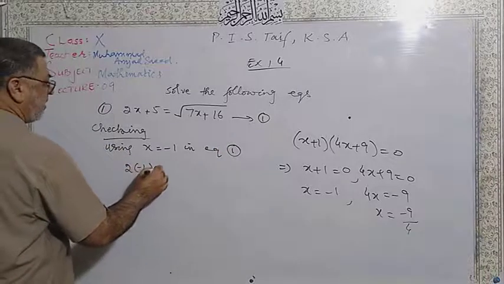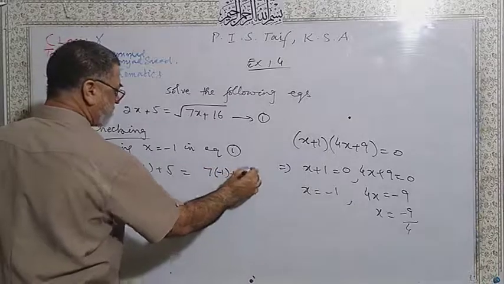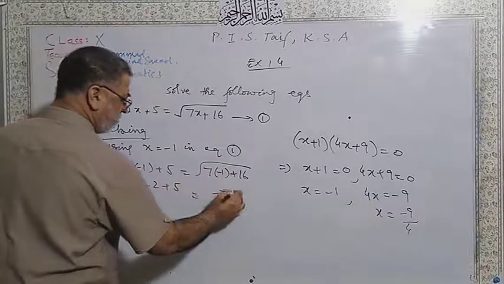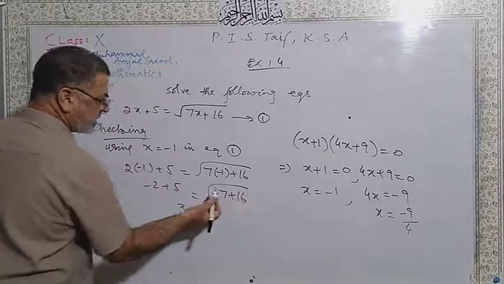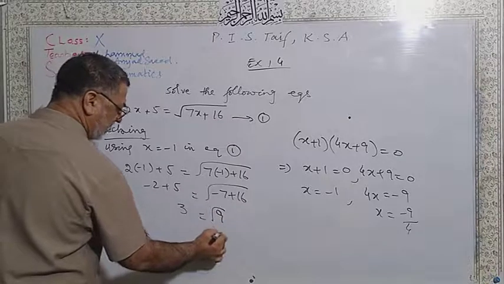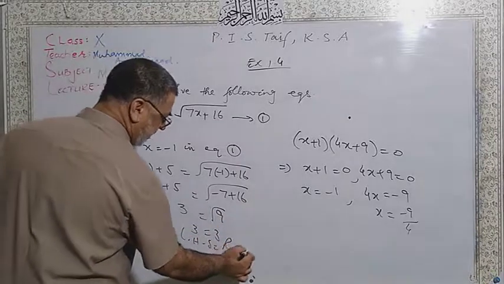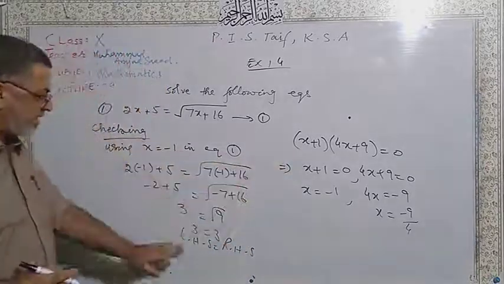2 into -1 plus 5 equals the square root of 7 into -1 plus 16. -2 plus 5 is 3. 16 minus 7 is 9, under root, that is 3. Left hand side is equal to right hand side. Yes, x equals -1 is a part of your solution set.